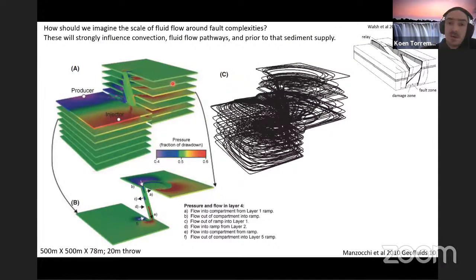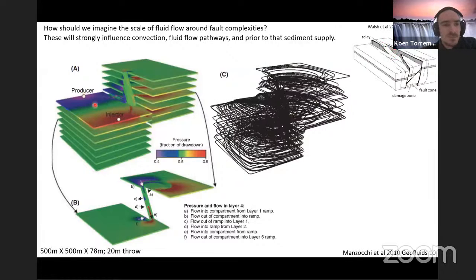And this is a figure by Tom Manzaki at University College Dublin, who did some fluid flow modeling. So across a conceptual permeability network, you have just a 500 meter by 500 meter by 80 meter package with a lot of vertical height exaggeration, so the layers are kind of blown up to give you a better sense of what's happening. And there's 20 meter throw across this fault system. And so what you have is a relay ramp system, a fault complexity, and this can be any type of fault complexity, but for the purpose of that modeling, it was just a relay ramp.